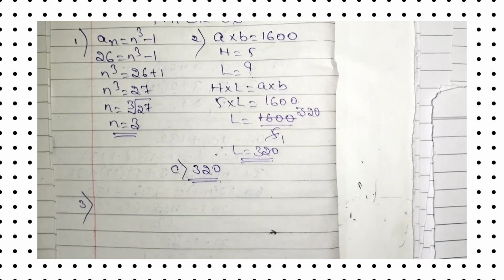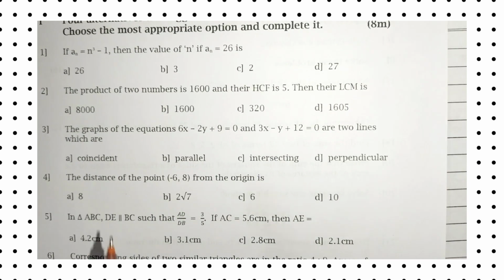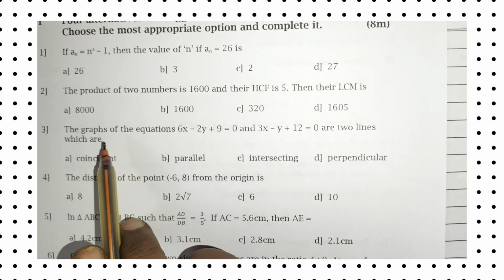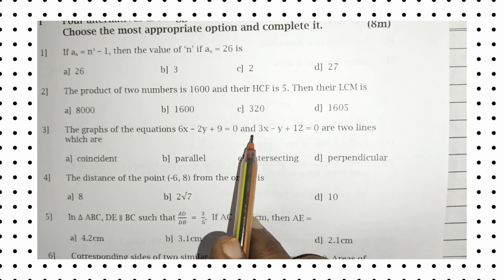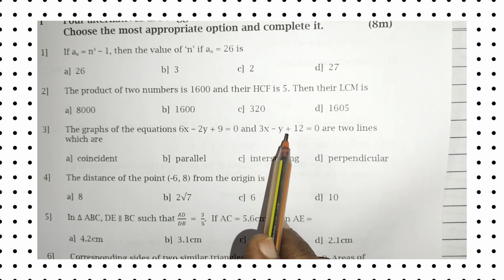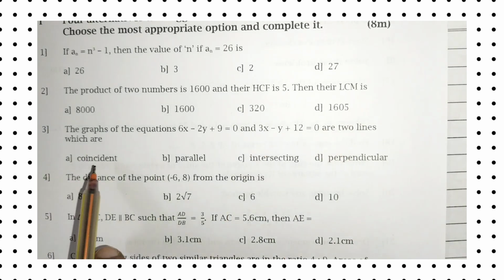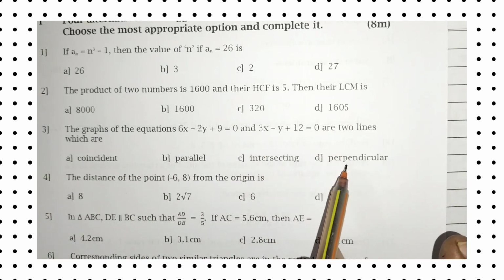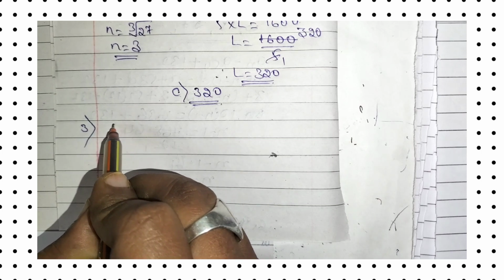So now we are moving to question number 3. Question number 3 is given like this: the graphs of the equation 6x minus 2y plus 9 is equal to 0 and 3x minus y plus 12 is equal to 0 are two lines which are coincident, parallel, intersecting, perpendicular. So now let us find out whether it is parallel or coincident or it is intersecting or perpendicular.